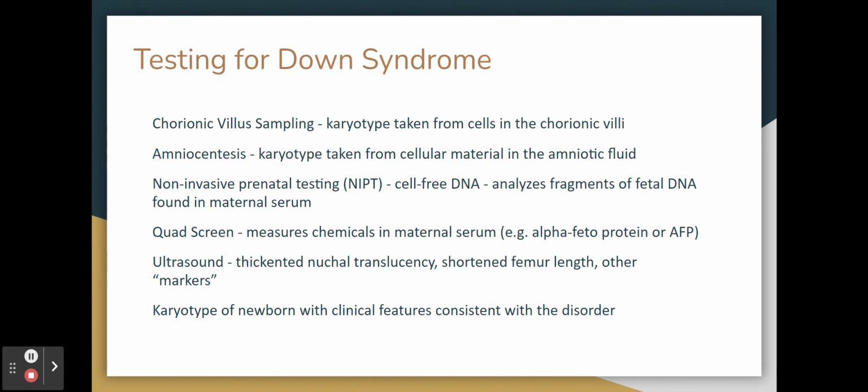It's a blood sample similar to the newborn screen. And they can do a karyotype. You would request one maybe if you saw clinical features that were consistent with the disorder, or if mom had had testing that indicated a high risk. Usually a pediatric provider will order it.